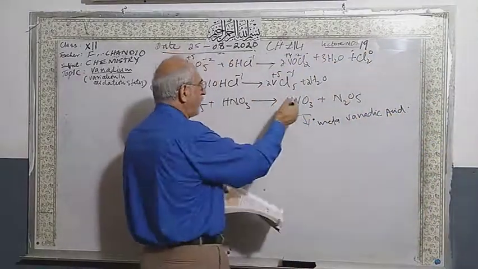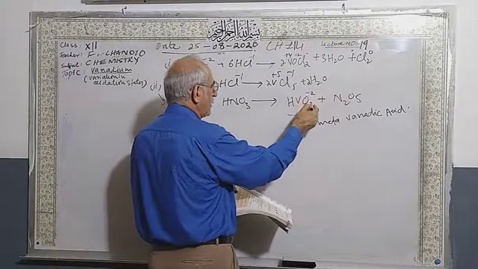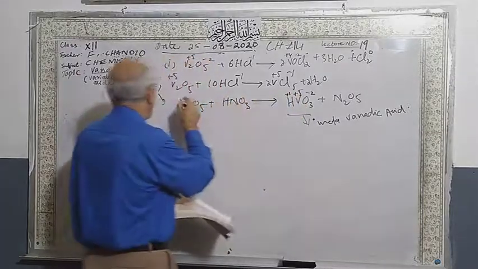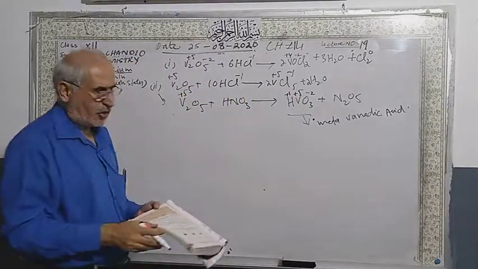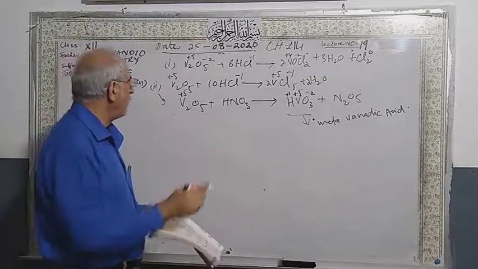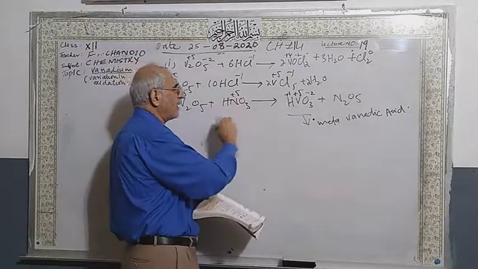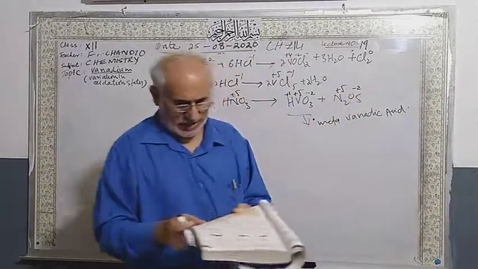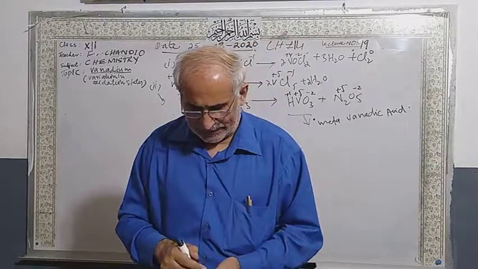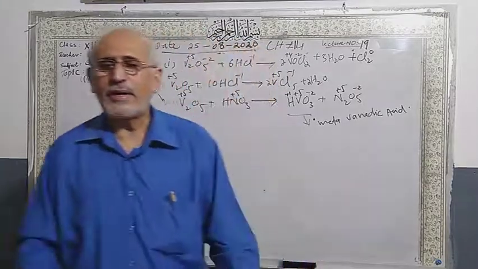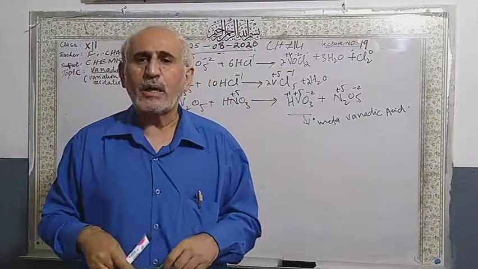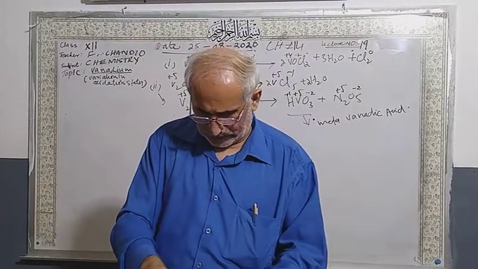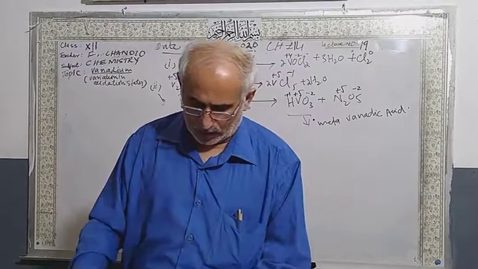The oxidation state of vanadium: oxygen is negative 2 multiplied by 3, negative 6, hydrogen positive 1, and vanadium positive 5, and here it is also positive. It means that there is no change in oxidation number. Nitrogen is positive 5 here, and negative 2 multiplied by 5 is also positive 5. There is no change in oxidation number. Only you will get the acid, which is called meta-vanadic acid, in this chemical reaction. These chemical reactions are given extra in your book.